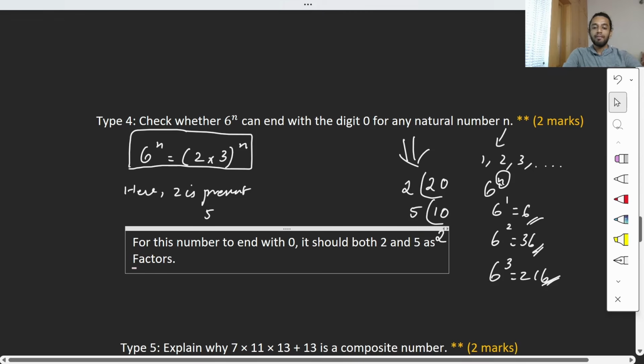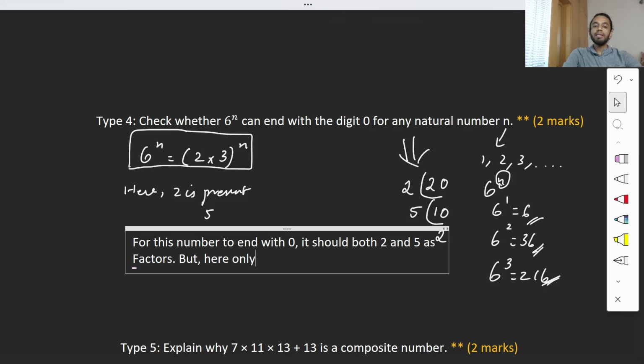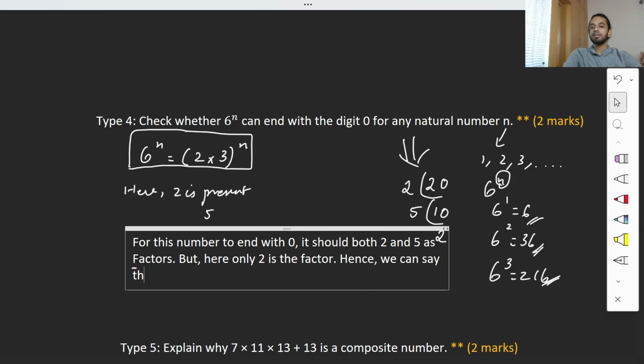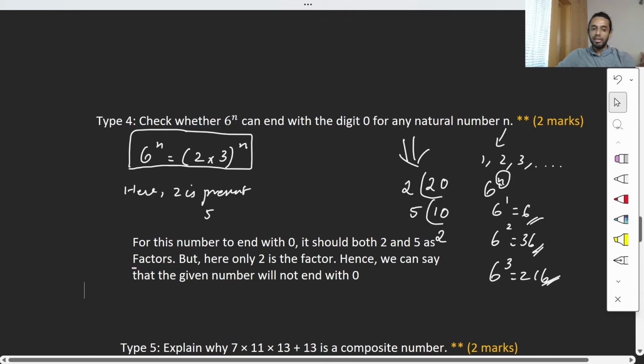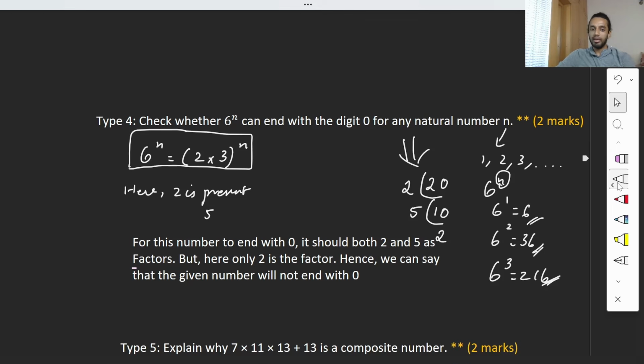But here only 2 is the factor. Hence, we can say that the given number, that is 6 power n, will not end with 0 for any value of n. And we can also mention the fundamental theorem of arithmetic.